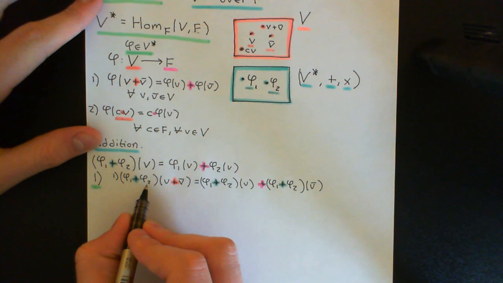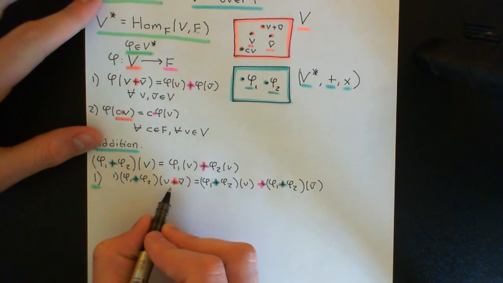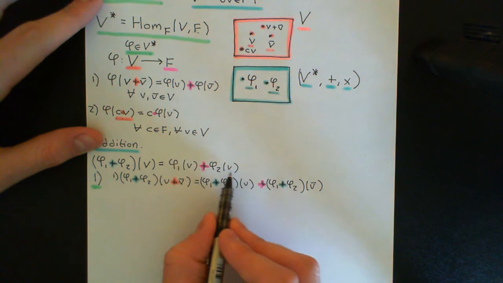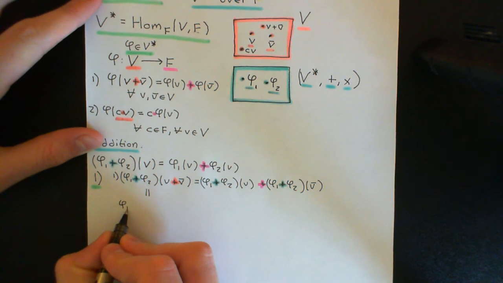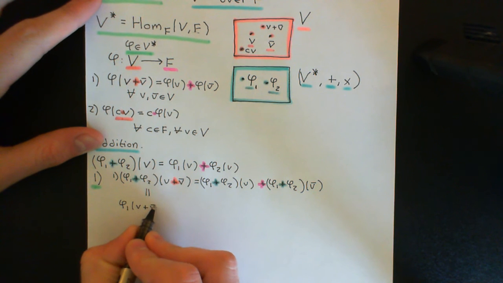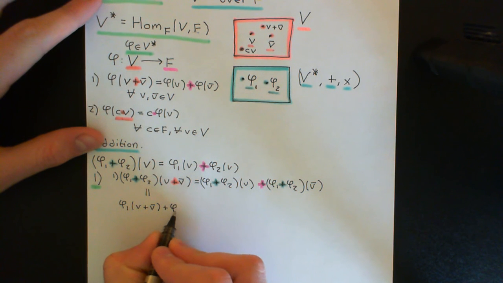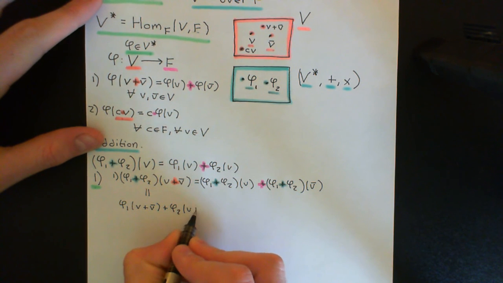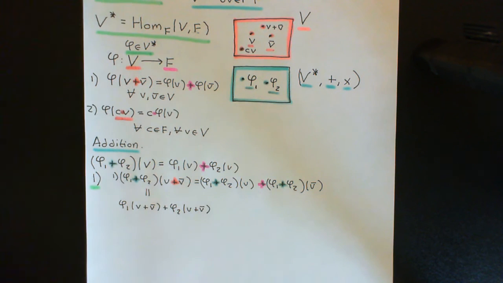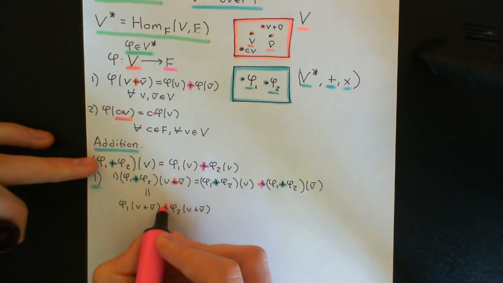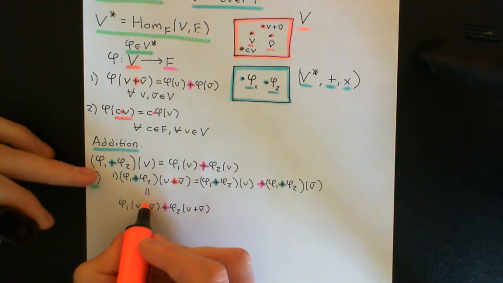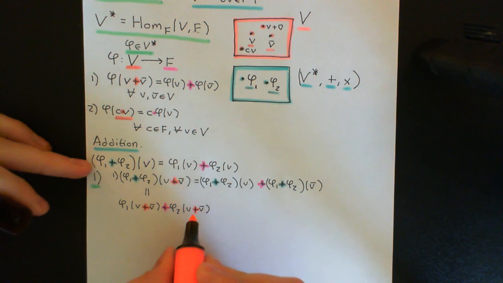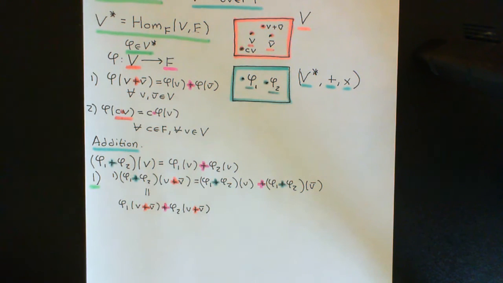So phi1 plus phi2 acting on v plus v bar. Just by definition, let's apply this definition here. This will be equal to phi1 acting on v plus v bar plus, in the field, phi2 acting on v plus v bar. Okay, let's once again colour things in here. So this addition in the middle here is now addition in the field, just applying this definition here. And these additions here are still additions in the vector space. So all I've done is apply my very definition.